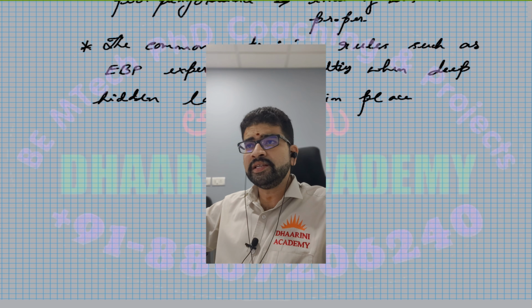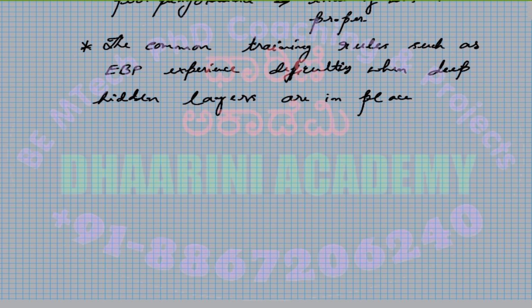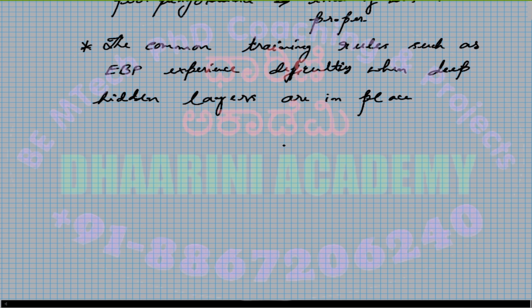When you increase the hidden layer size and bring the deep neural architecture in place, there are three major problems, three major difficulties. Okay, so let's see them one by one. So the first difficulty, right, is called the vanishing gradient.